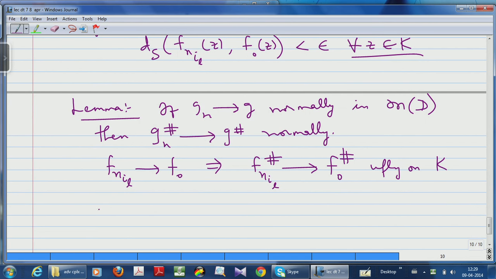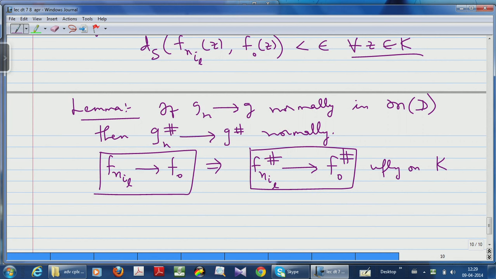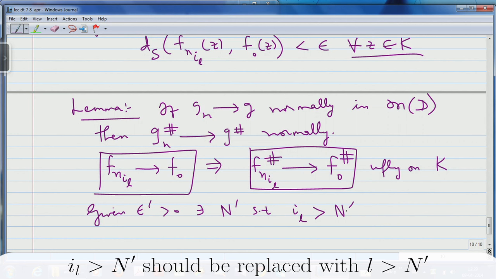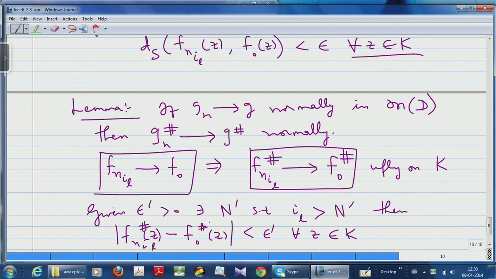When I am comparing values of usual meromorphic functions, I will have to use the spherical metric. But when I am comparing values of the spherical derivative, I have to use the usual distance function on R, because spherical derivatives are non-negative real numbers. So what this means is that given an epsilon prime greater than 0, there exists an n prime such that if the index is greater than n prime, then the distance between the spherical derivative of f_{n_j} and that of f_0 at any z can be made less than epsilon prime. I can do this for all z in K. I am using the modulus here because these values are all real.